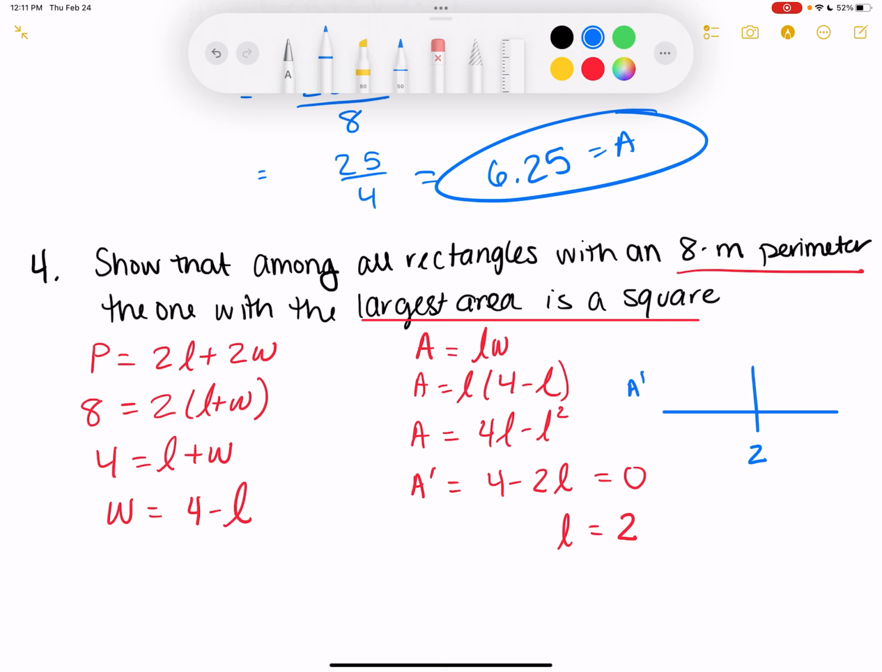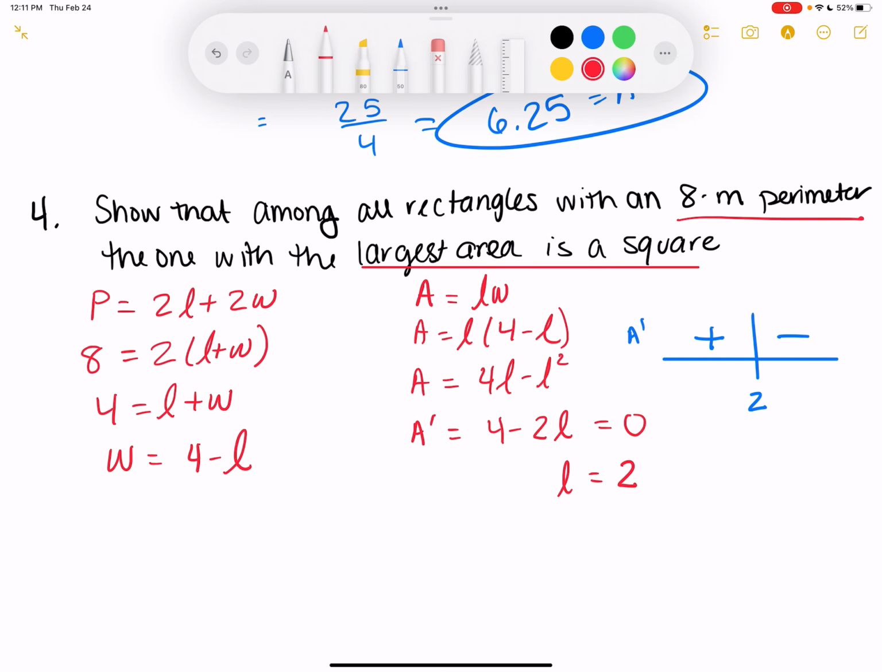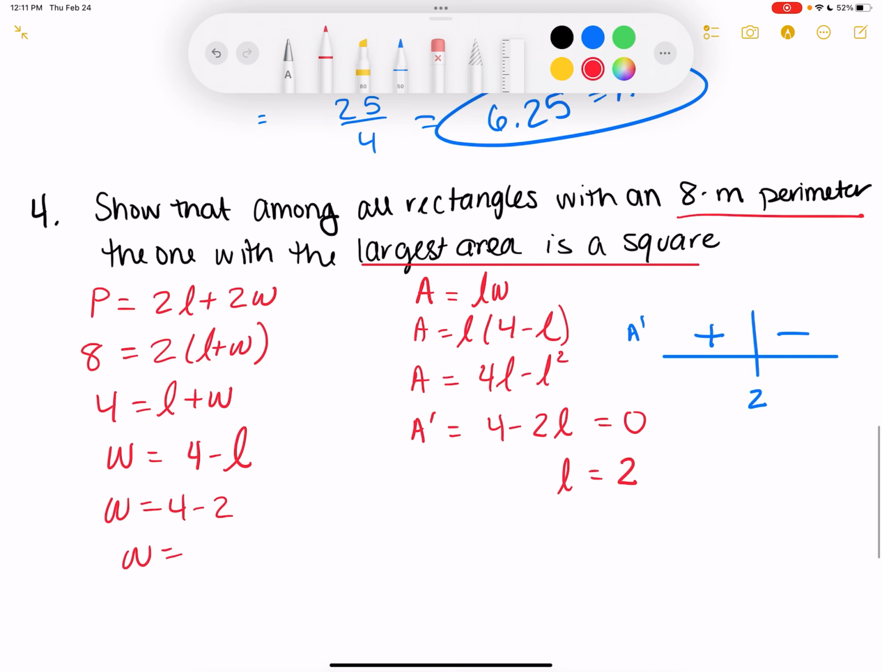Plug it into the derivative, so the 4 minus 2L. So if I made L 0, it'd be positive. If I made L 3, it'd be negative. Okay. So, with that, okay, I can go back over here and solve for W. W is equal to 4 minus 2. So W is equal to 2. Oops. This was what we plugged in over here, just for reference.